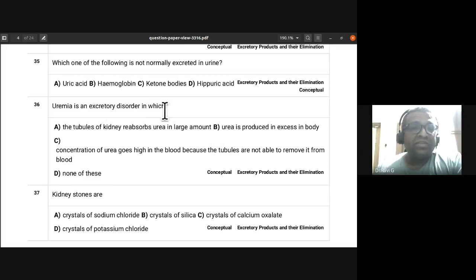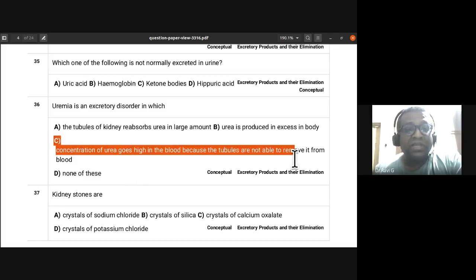Uremia is an excretory disorder in which the tubules of kidney reabsorb urea in large amount; urea is produced in excess in body; the concentration of urea goes high in blood because the tubules are not able to remove it from the blood; none of these. So the 36th right answer is C. The concentration of urea goes high in the blood because the renal tubules are not able to remove it from the body. So uremia implies excess of urea in the blood.